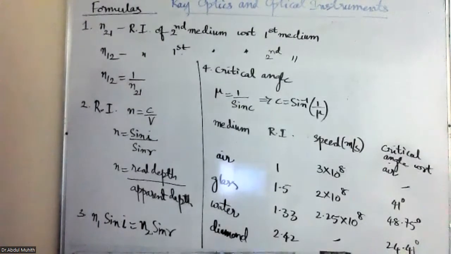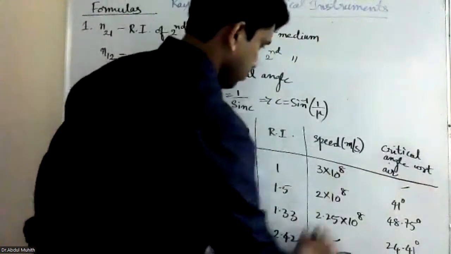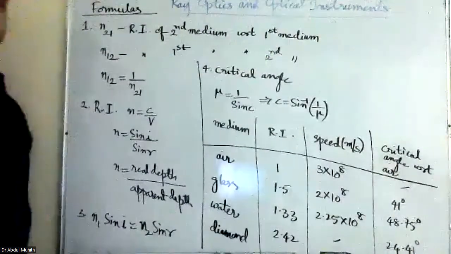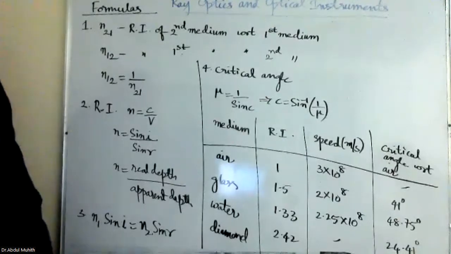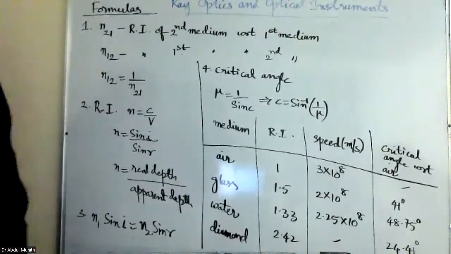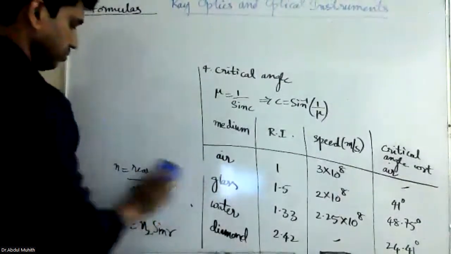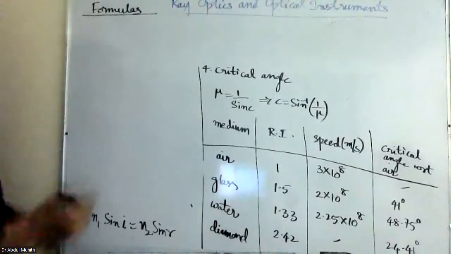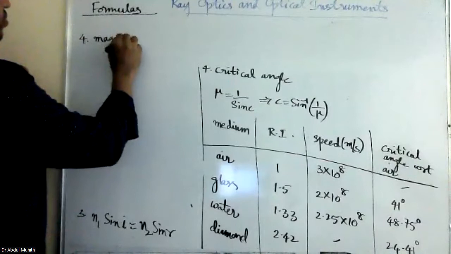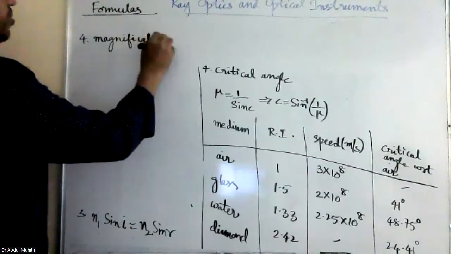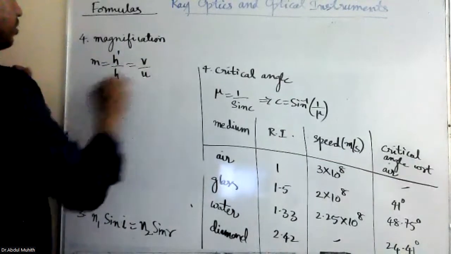Next one. Are you done with this? This is a tabular column. The next formula: there is the magnification formula. So we have the magnification formula here. Magnification formula is M is equal to h dash by h, which is equal to v by u.